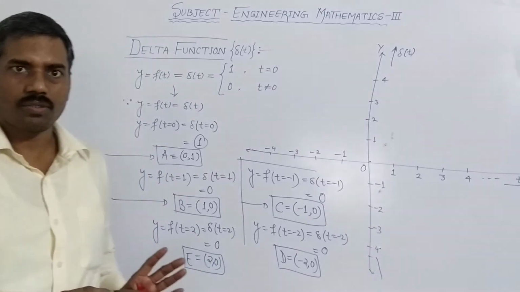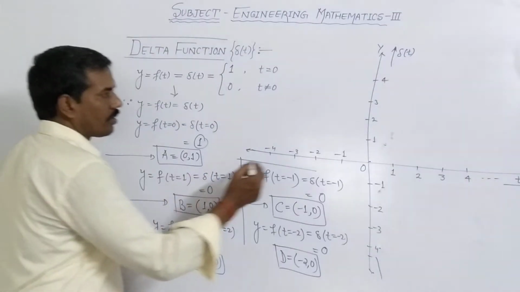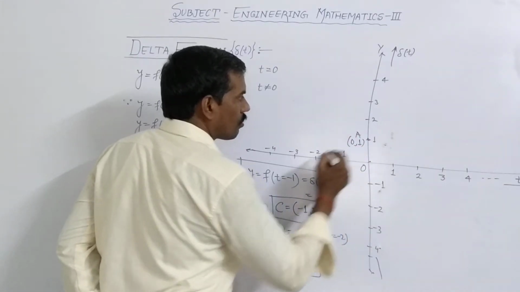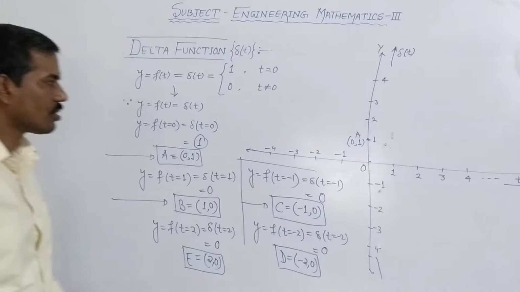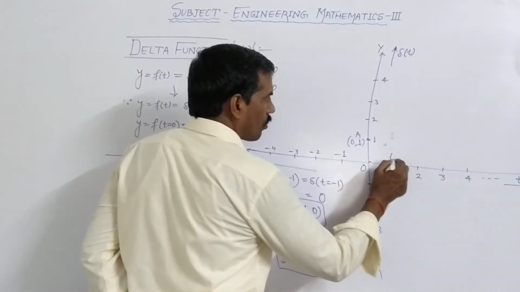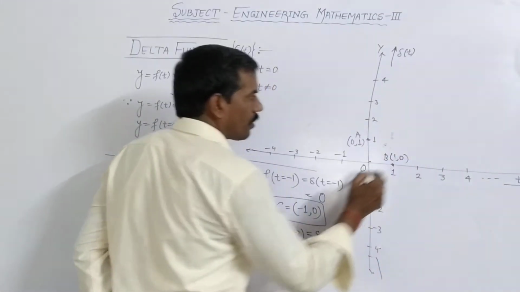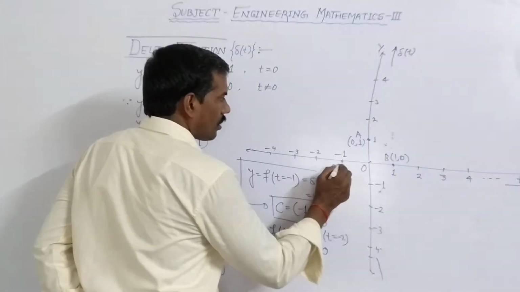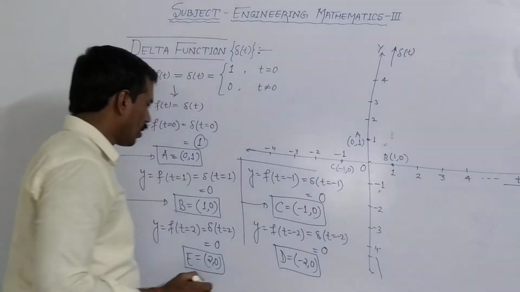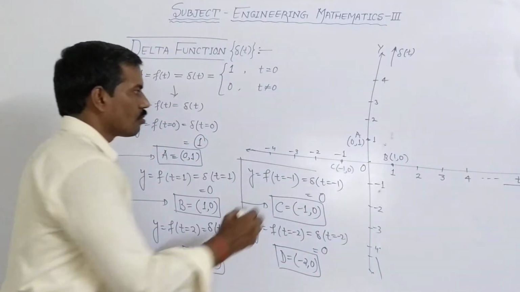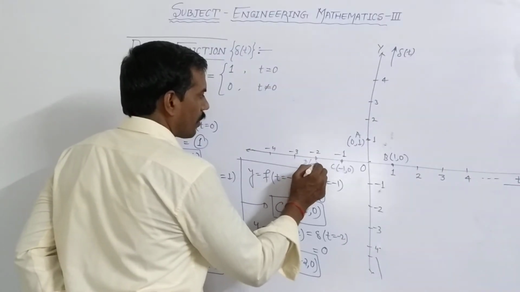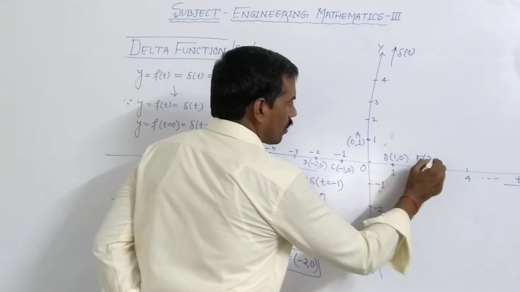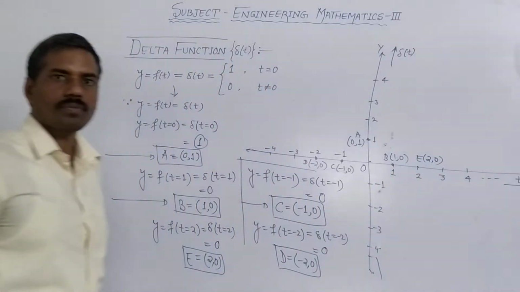At this stage, we have point A 0, 1. Point A is 0, 1. Point B is 1, 0. Point C is minus 1, 0. Point D is minus 2, 0. Point E is 2, 0.